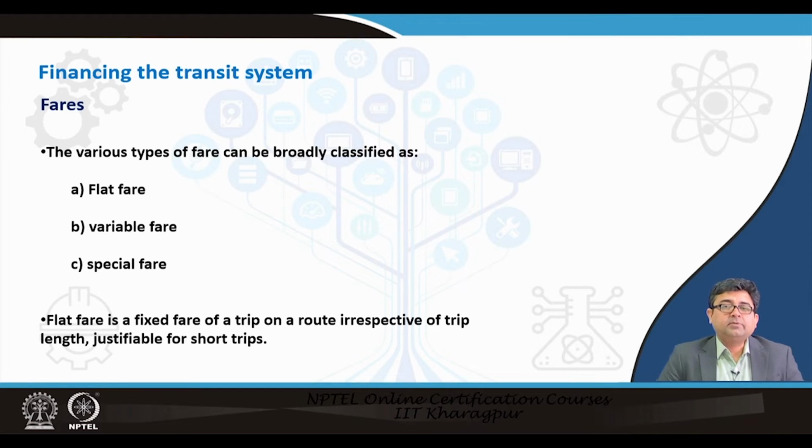Now, there are different types of fares, but they can be broadly classified into three types. One is called a flat fare, one is a variable fare, and one is a special fare. Flat fare means a fixed rate for a trip on a route irrespective of the trip length, and it is justifiable for short trips, right.